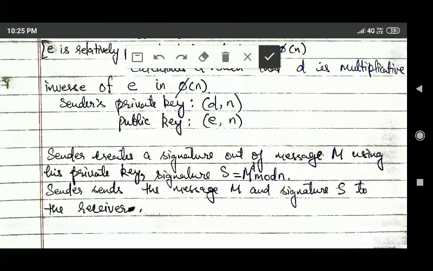Now, in the RSA digital signature scheme, whenever the sender has to send a message M to the receiver, the sender creates a signature S out of message M using his private key by using this formula. S is equal to M raised to power d mod n, where M is the message which has to be sent and S is the signature. And the private key of the sender consists of d and n. So, after creating the signature, the sender sends the message M and signature S to the receiver.